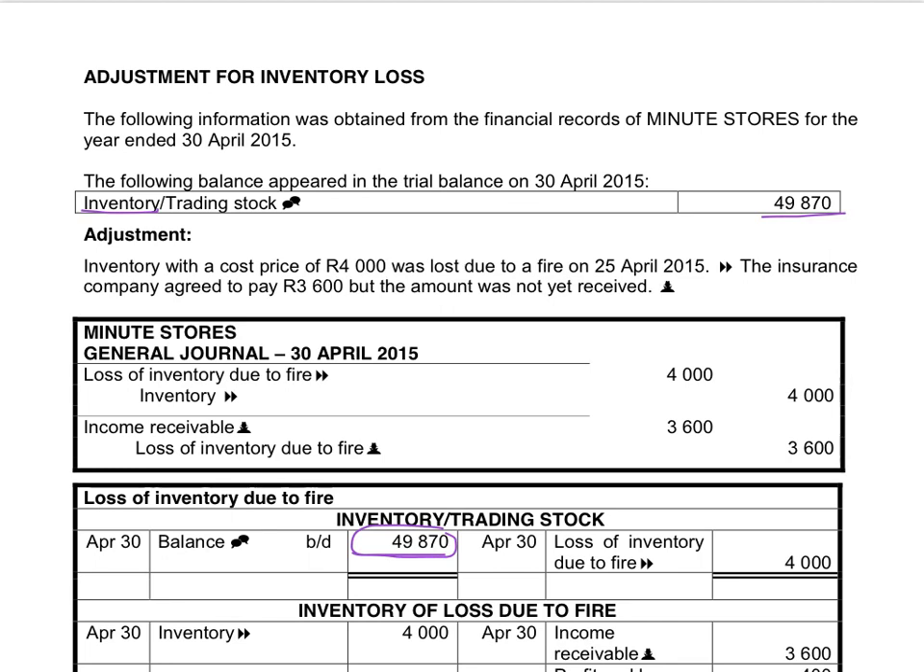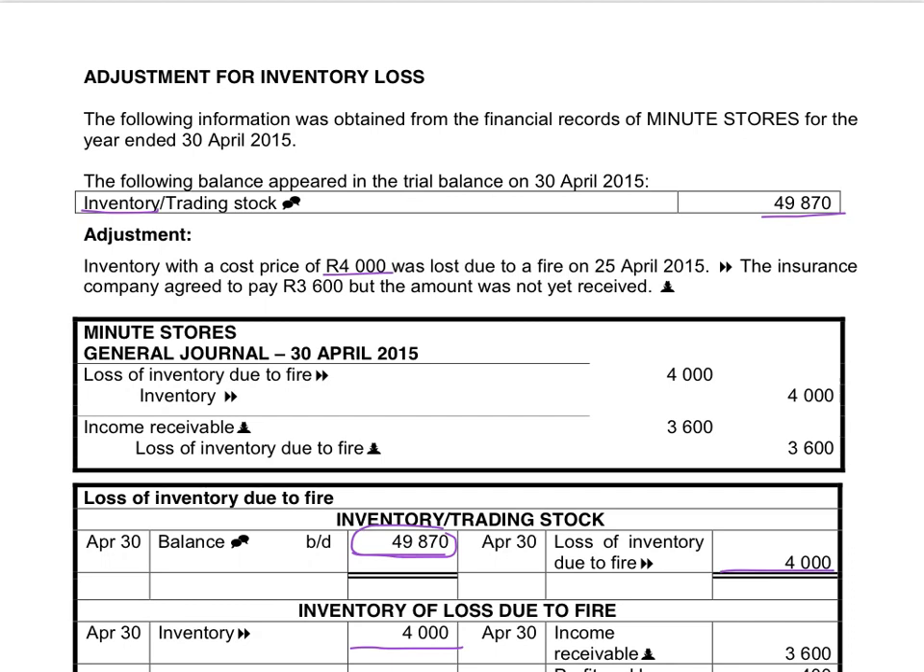Now they tell us that inventory with a cost price of 4,000 was lost in a fire. So we haven't recorded this in an entry yet, and we have to show that we have a loss. So the loss account will be debited with the total figure to create an expense that will reduce our profits, and we will credit the inventory account to show that inventory decreases by 4,000.